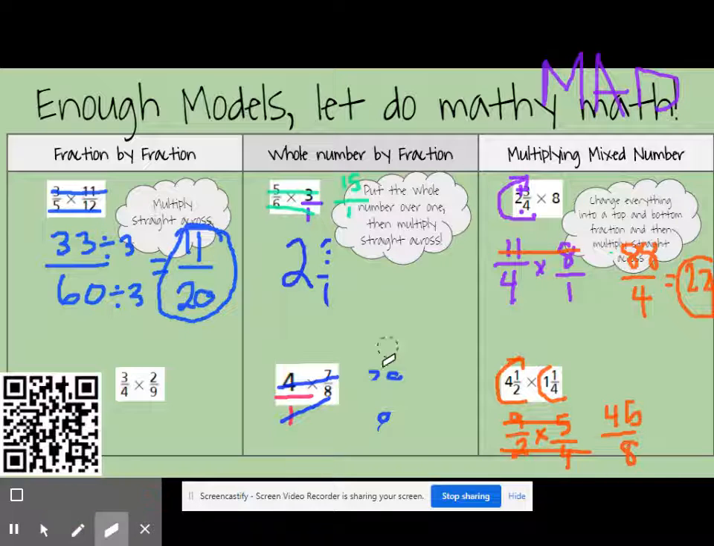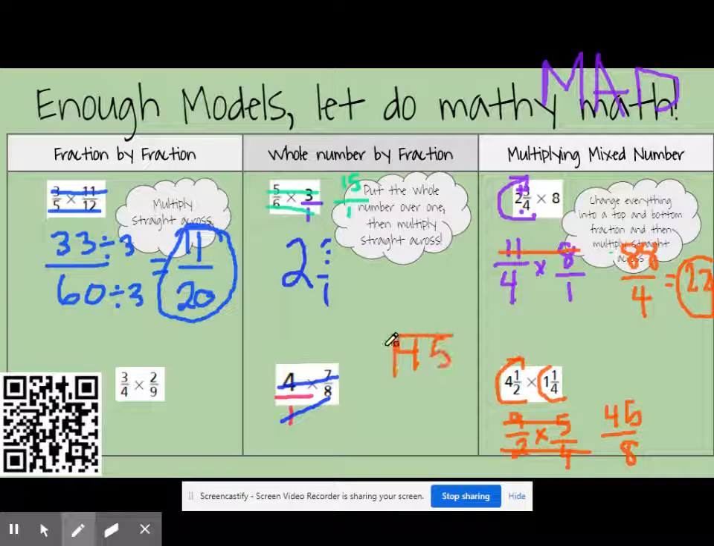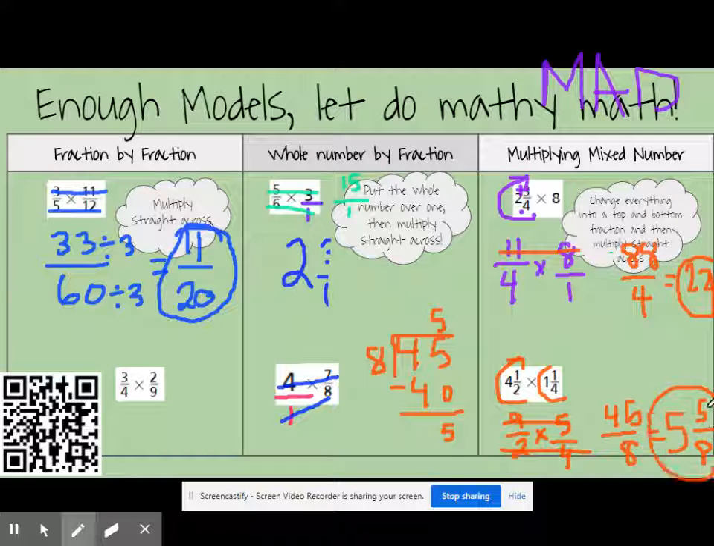I can't keep my answer improper, so I have to divide. Let's see what my whole number is. Well, 8's going to go into 45 5 times. That's my whole, because that's how many whole times it goes in there. 5 times 8's 40, so my leftover is 5. So I have 5 left over. Keep your denominator. 5 left over out of 8. Okay?